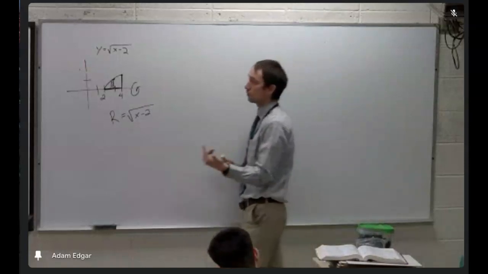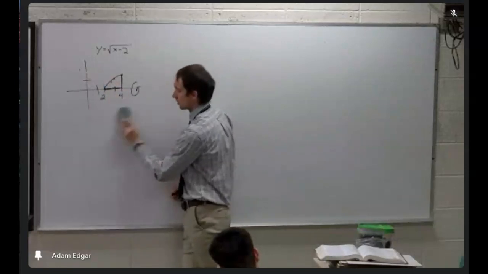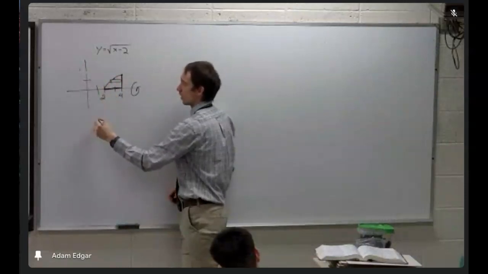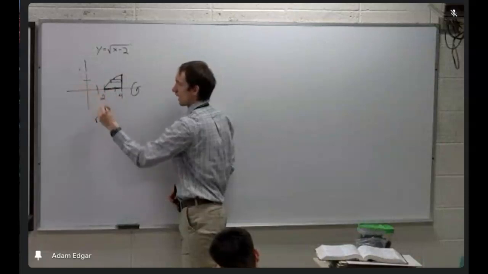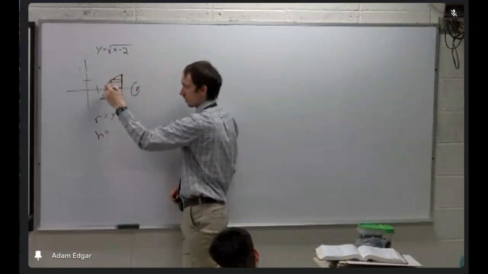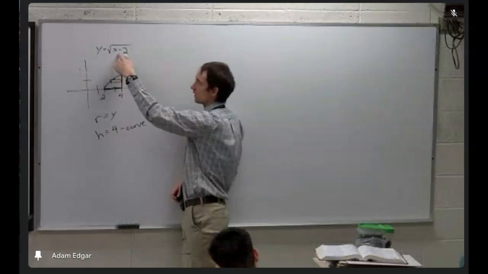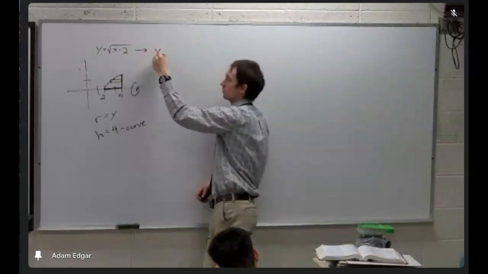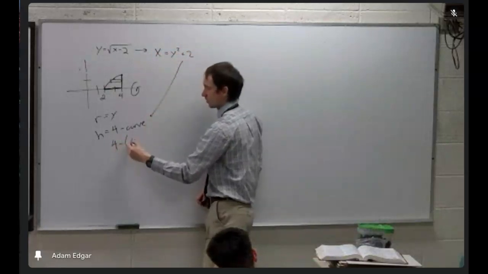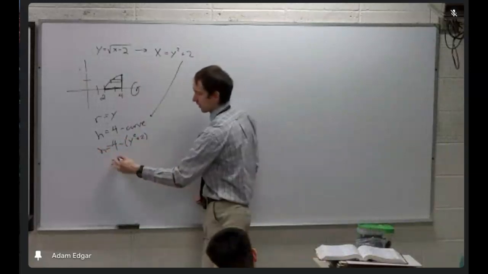So if we were to try to force this to be shells while rotating around the x-axis, r would be y, and h would be 4 minus the curve. But then you'd have to write the curve in terms of y, so x equals y squared plus 2. So we'd have 4 minus (y squared plus 2) for your height. So that wouldn't be bad. It would just be a little annoying to have to rewrite the equation.